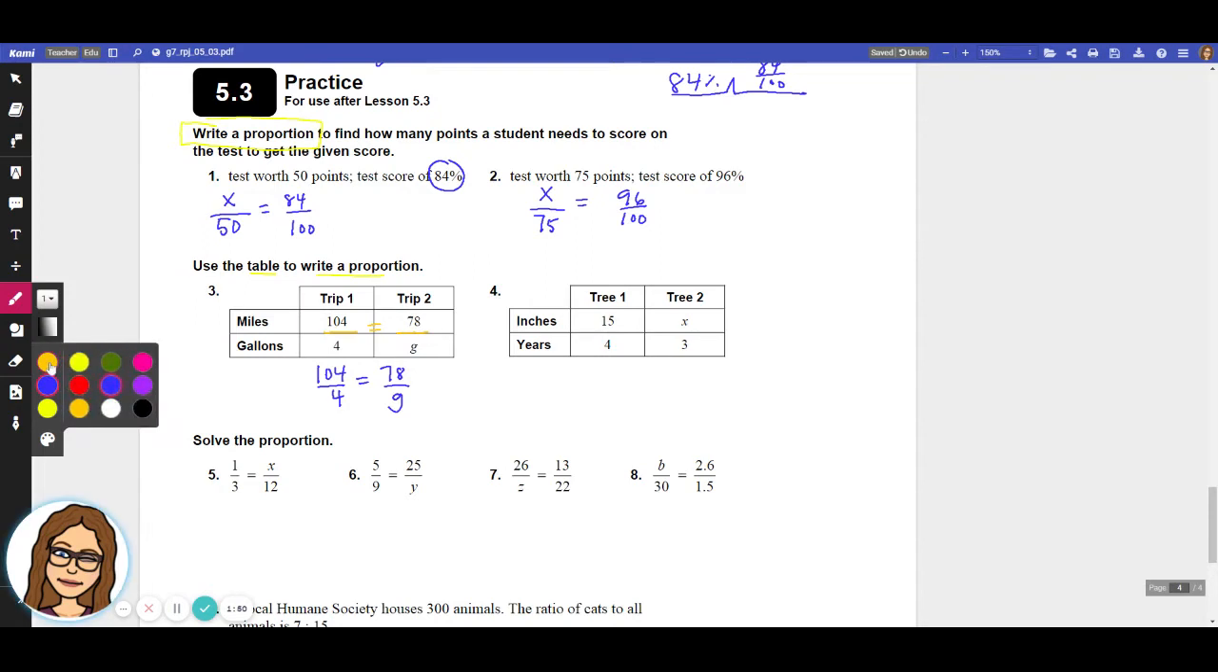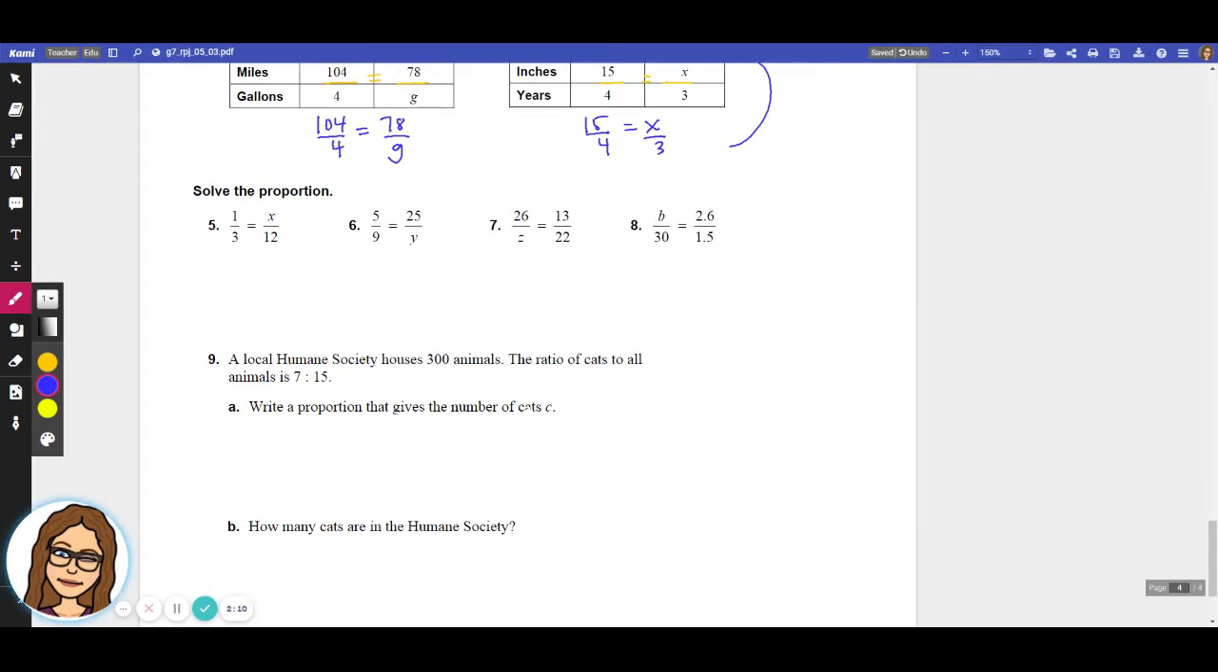Okay, hopefully you paused it. If not, oh well. Look, it's all in there. Okay, so your proportion would be 15 over 4 is equal to x over 3. Again, all of these are all about the setup, not solving, just writing.